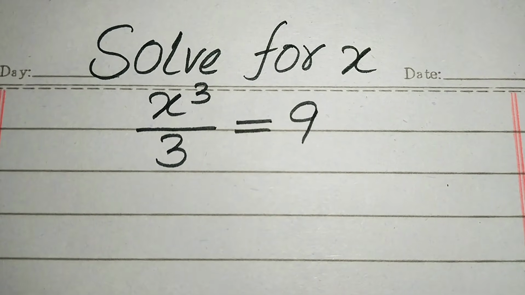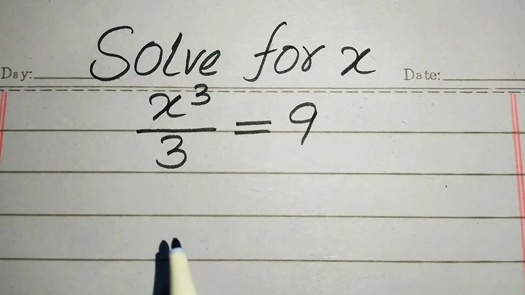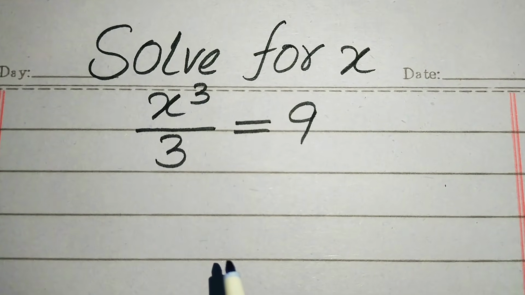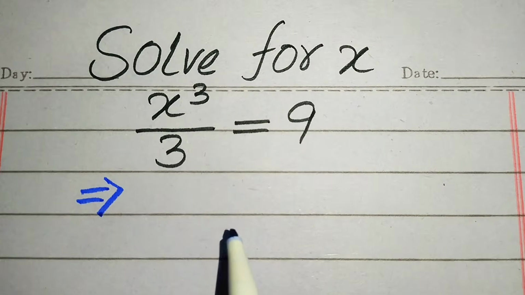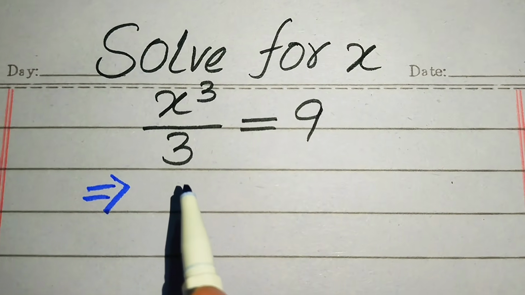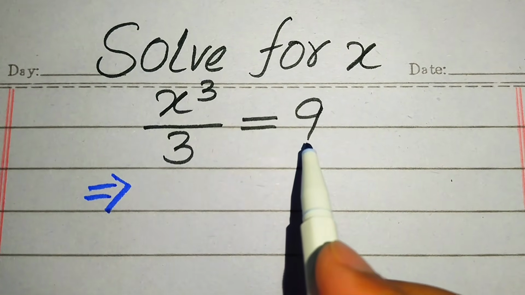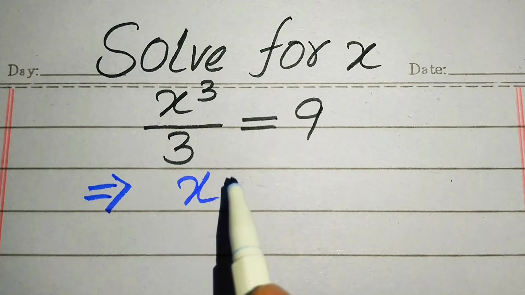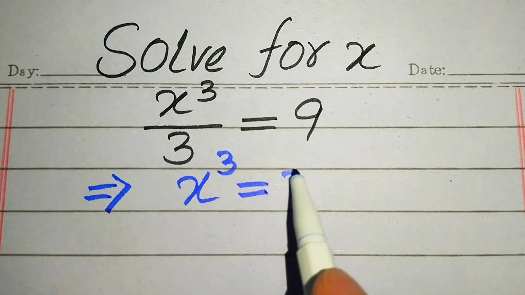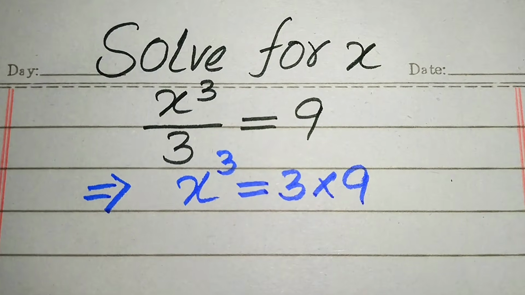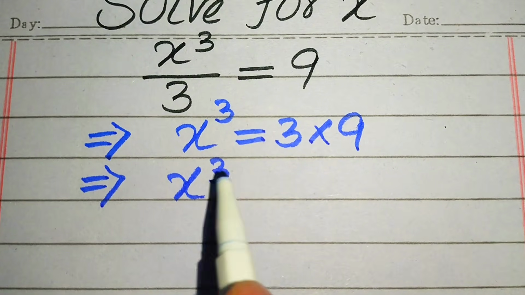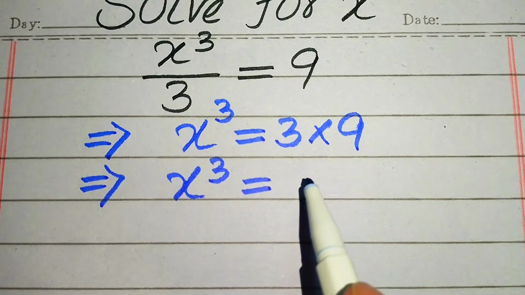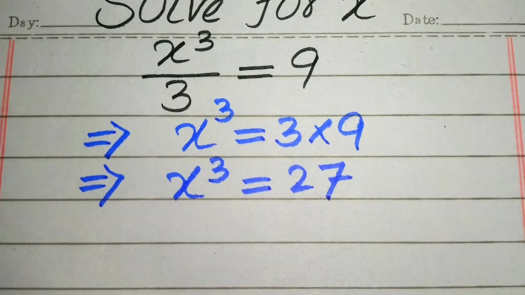So here we have x cubed divided by 3 equals 9, and we solve this problem for all the values of x. First we move the term 3 from the left hand side to the right hand side. Here it is divided on the left hand side. When we move it to the right hand side, it is multiplied by 9, and it will be written as x cubed equals 3 multiplied by 9. In the next step, x cubed equals 3 times 9, which becomes 27.